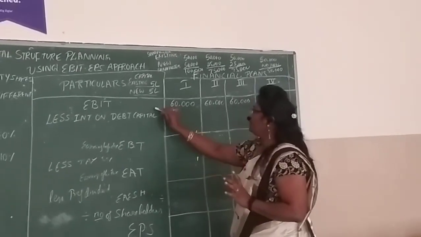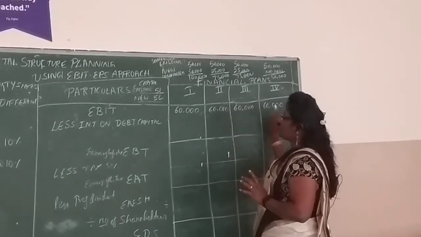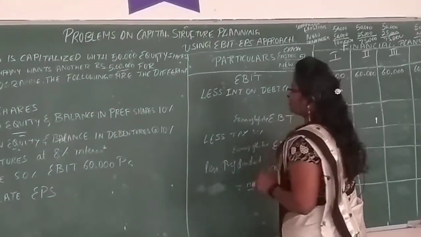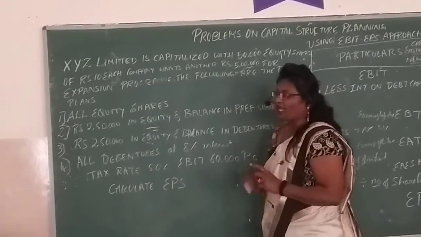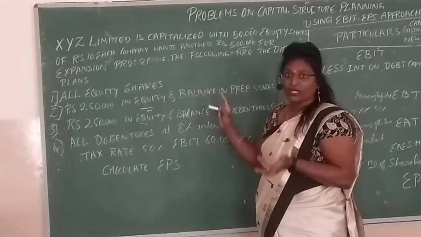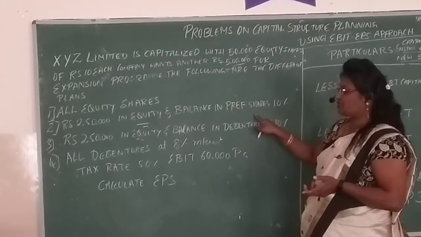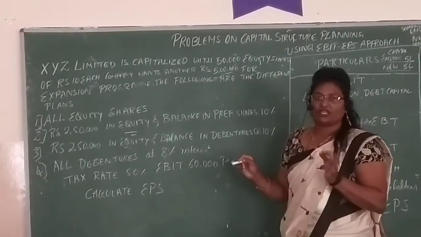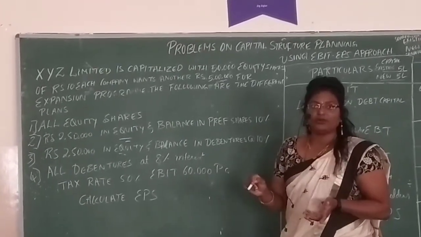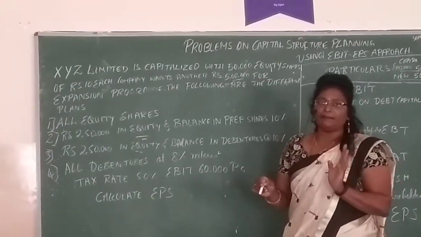So the first step is EBIT. In all the 4 plans, EBIT is the same: 60,000, 60,000, 60,000, 60,000. Next, we need to reduce interest on debt capital. Now we have to find out which of these 4 plans has debt. Here, this is all equity shares, no debt capital. The second plan again is equity and preference shares, so again no debt. Wherever we pay interest, we call it debt capital. It can be a debenture or a long-term loan; we call it debt capital. When the term interest comes, it's a debt capital.